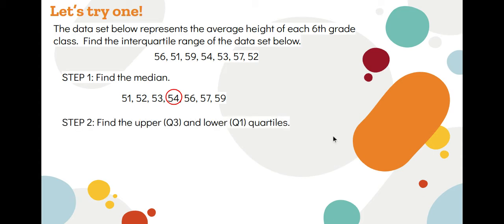After that, we need to find the upper and lower quartile. If we look at Q1 first, over here we have 3 data values. Which one's in the middle? Hopefully you guessed right at 52. All right, and then same thing for Q3. We have 3 of them. What's in the middle? Again, hopefully you guessed right at 57.